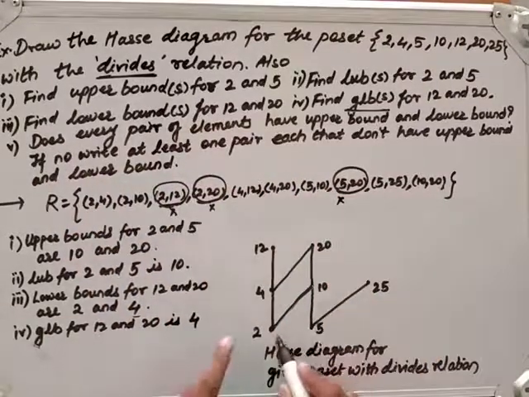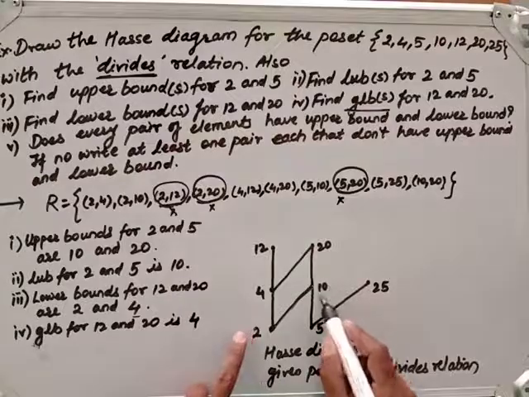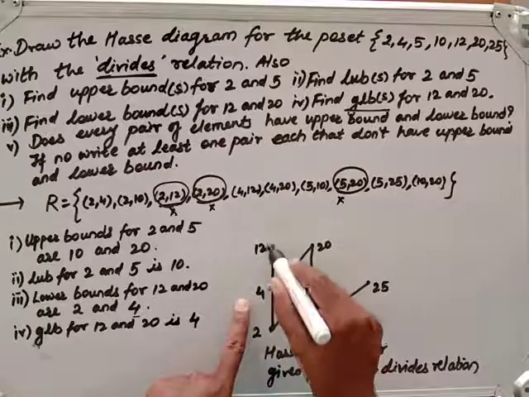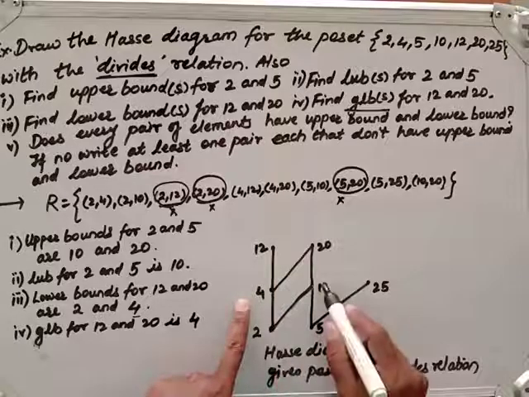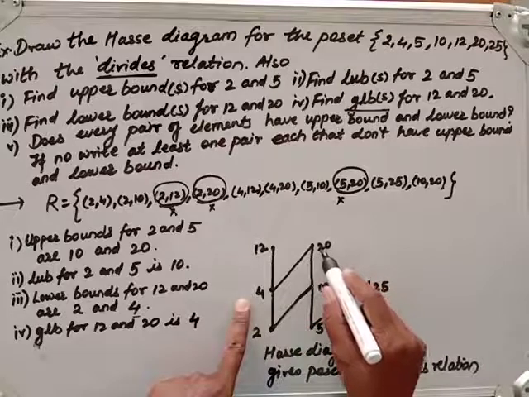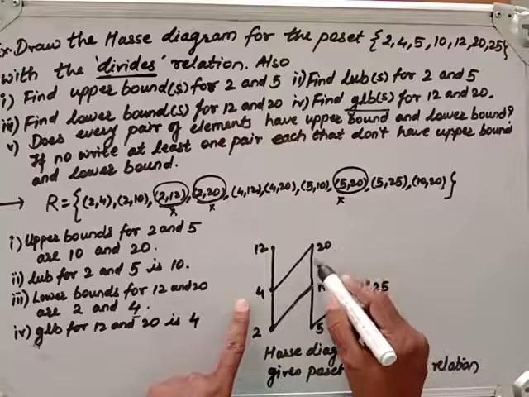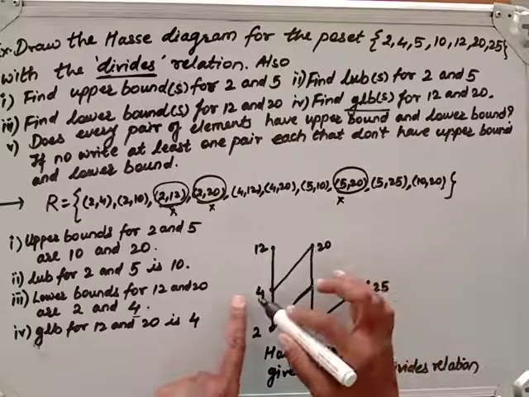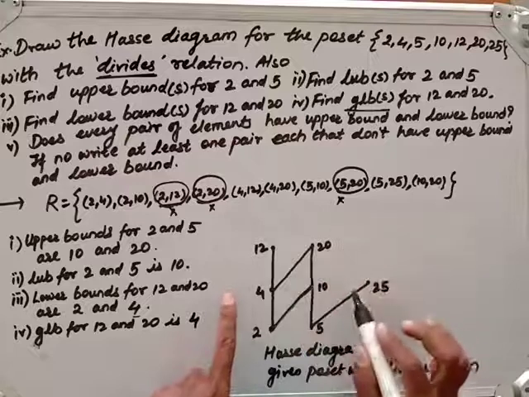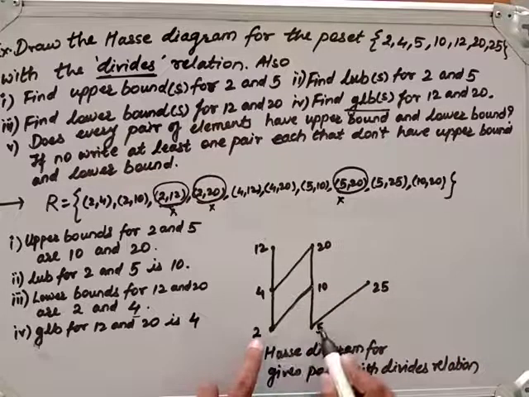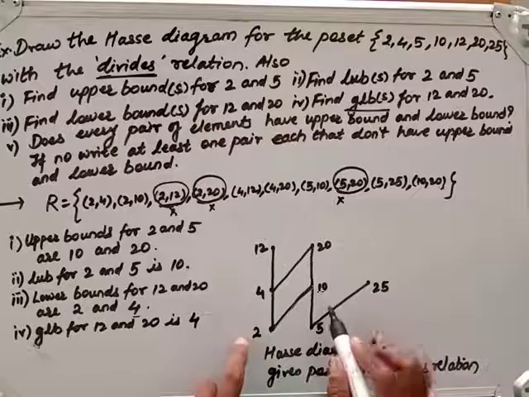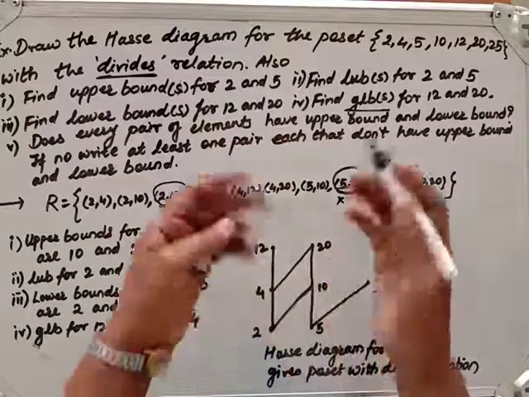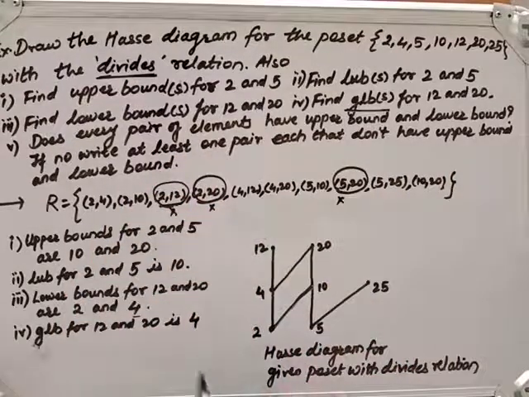Now the next question is: does every pair have an upper bound? Now look at here. 2 and 5 have an upper bound. Then 2 and 4 have an upper bound. 2 and 4 has this one also as upper bound. Now 2 and 10 have an upper bound. 4 and 20. What about 4 and 20? 4 and 20 doesn't have an upper bound. Now 4 and 12 they don't have an upper bound. What about 2 and 5? They have an upper bound. Fine. But they don't have a lower bound. 12 and 20 don't have an upper bound. 2 and 5 don't have a lower bound.